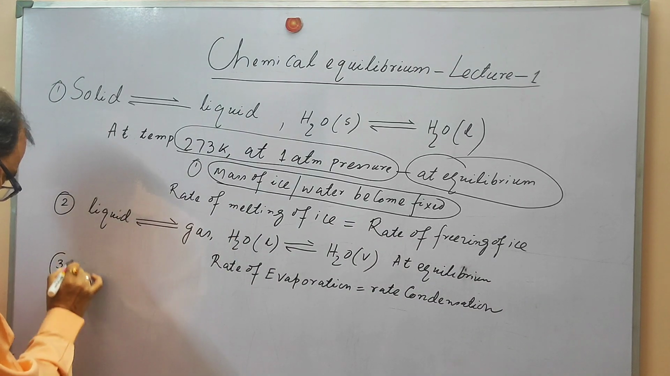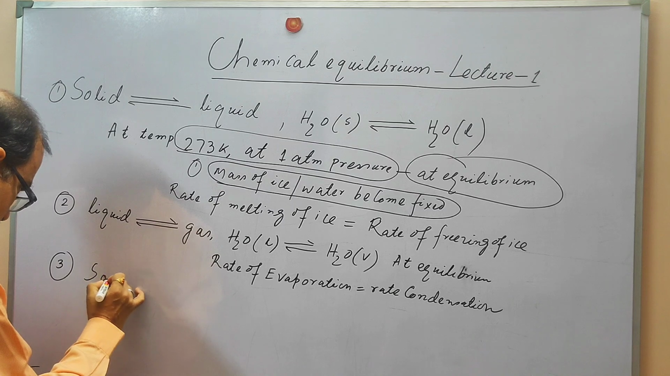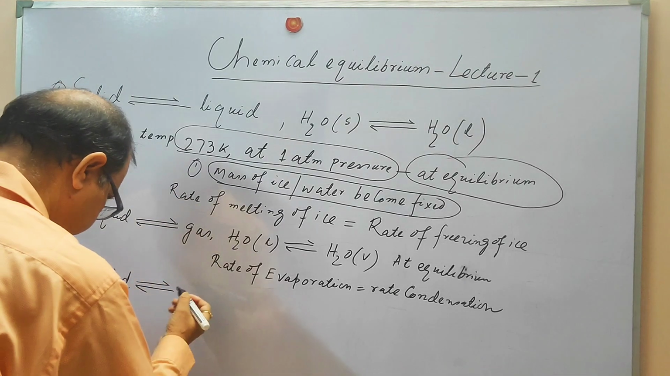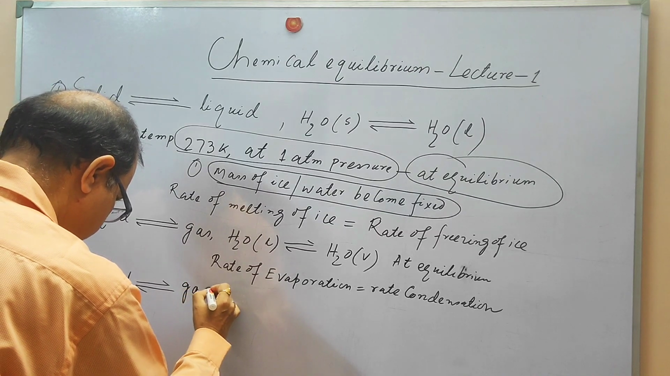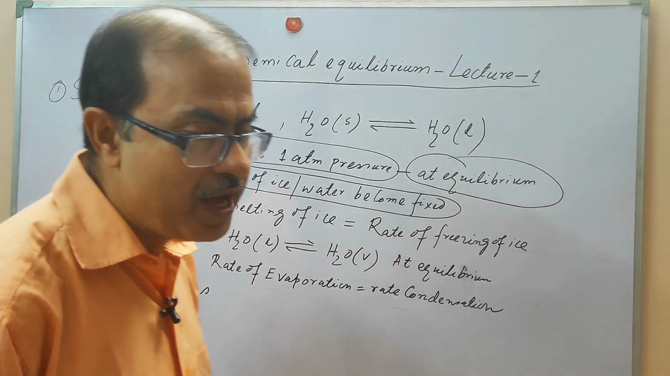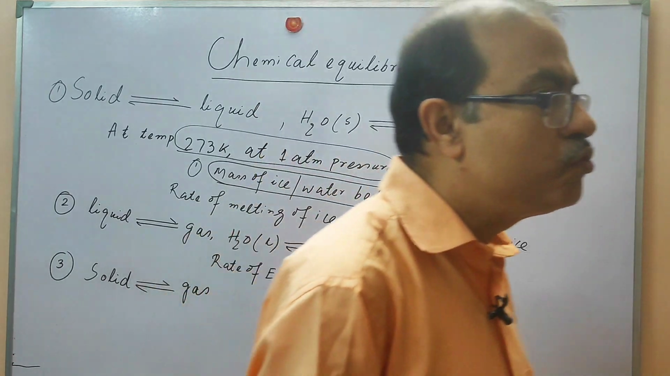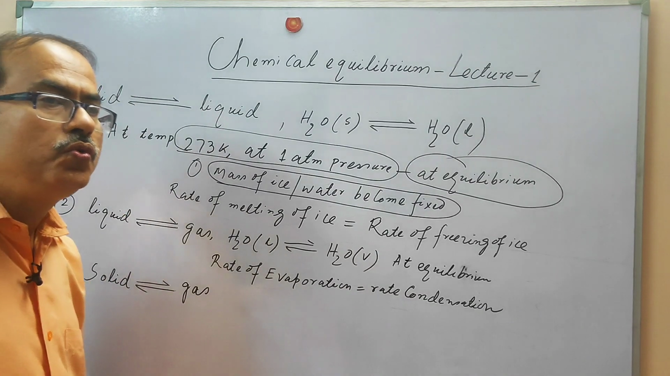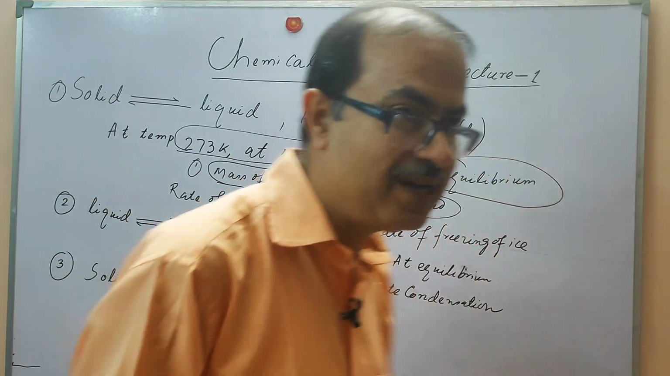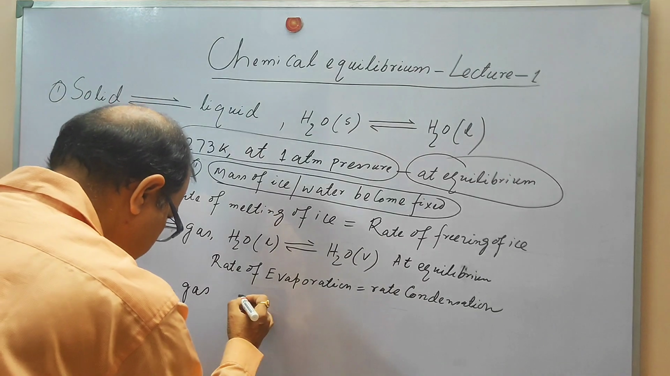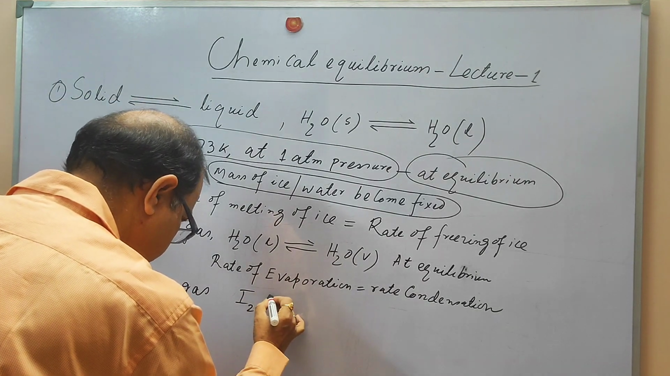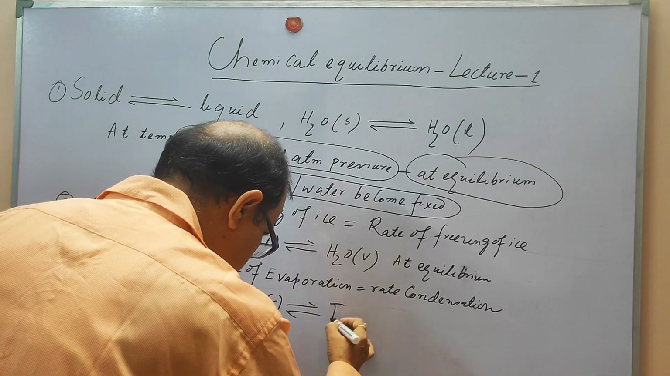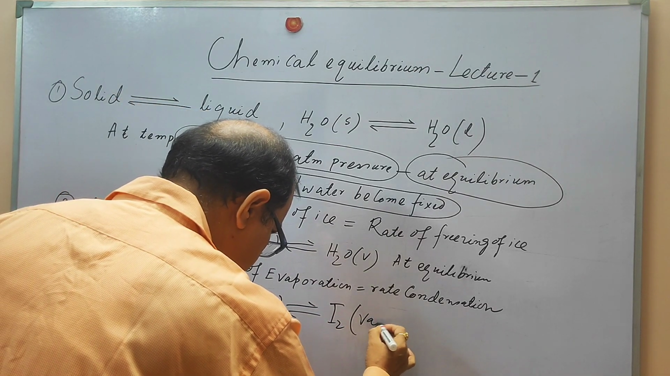And third, we are going to discuss the solid to gas. There are some solids like solid iodine or solid camphor or solid ammonium chloride. You will find there is a tendency to bypass one state, the liquid state. It will directly go to the gaseous phase. It is also called sublimation. And this is the example we are taking, solid iodine. Iodine solid is equal to iodine in the vapor form.